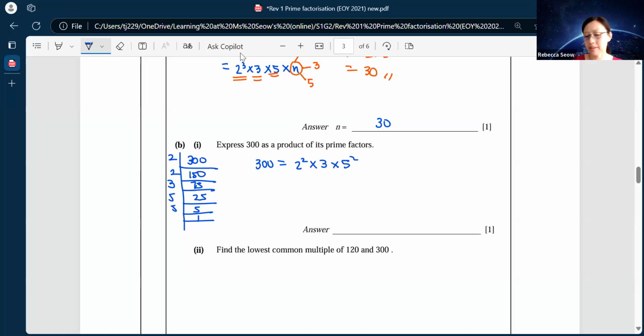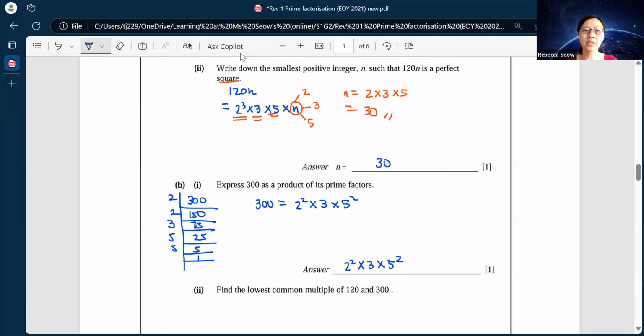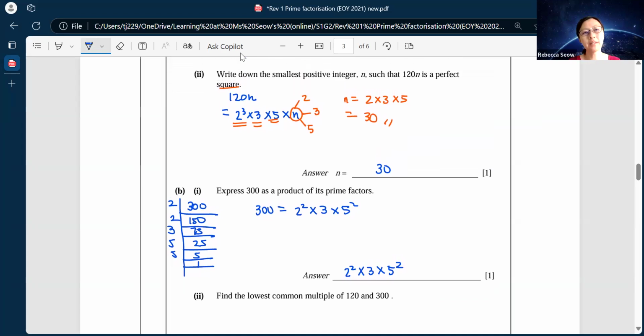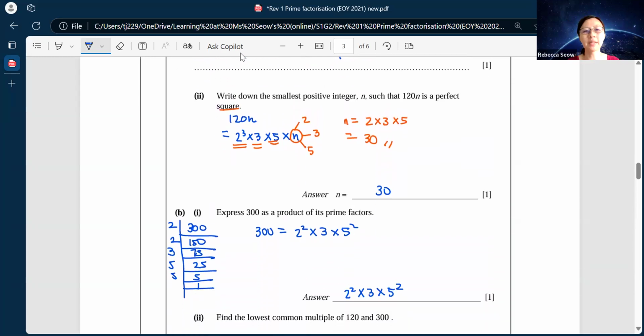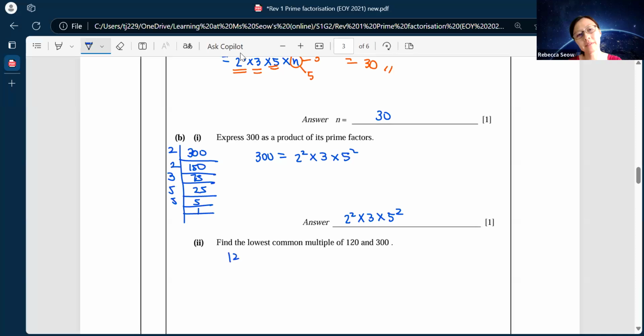Let's do a double check. That's right. So from here, the answer will be 2 squared multiplied by 3 multiplied by 5 squared. Now find the LCM of 120 and 300. Okay. 120, the breakdown has been given to us in the question, right on top. 2 cubed times 3 times 5. Let me just put it down. And 300, we have just found it.